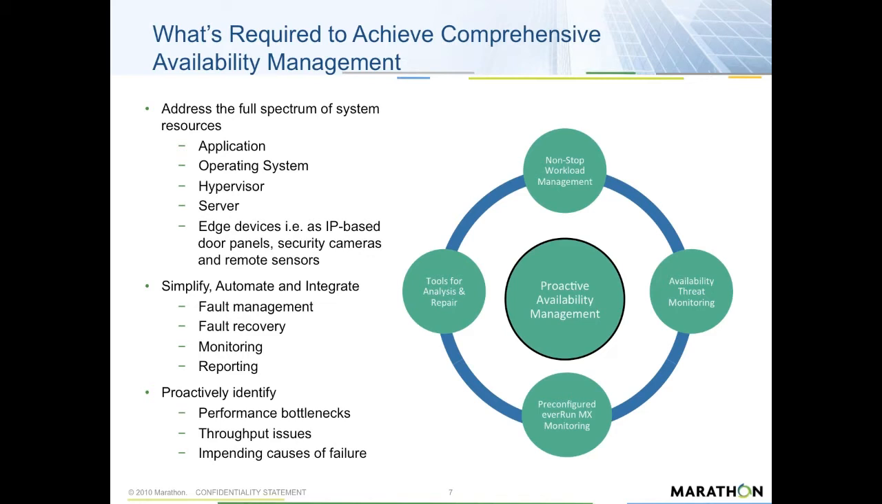And when we talk about impending causes of failure, oftentimes you'll hear me, as we go through this blitz around everRun Monitor, talk about what I've called the snowball effect. If a customer is running an everRun MX system and it's humming along and everything is running well, under the covers they may have had a disk fail. They may have had a network adapter fail. They may have had a switch fail. They may have had fans fail or power supplies fail.